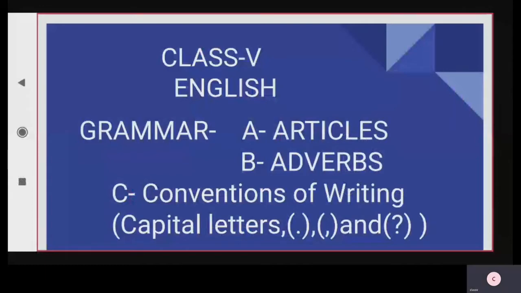The topics we learn today in grammar are A. Articles, B. Adverbs, C. Conventions of writing. And in conventions of writing, we will learn about the use of capital letters, full stops, comma, and question mark. Let's begin our class for today.